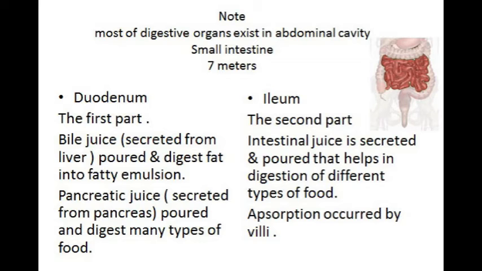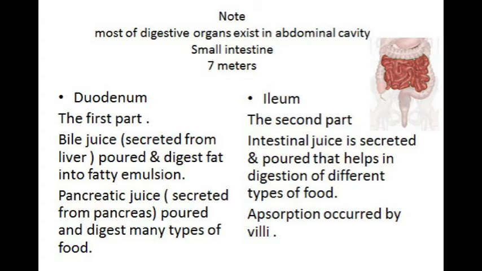And also the pancreatic juice is secreted from the pancreas, and it's poured inside the duodenum, and it digests many types of food. If we talk about the ileum, the other part, inside it is secreted and poured the intestinal juice that helps in digestion of many different types of food. And also inside the ileum, the second part of the small intestine, the absorption occurs.